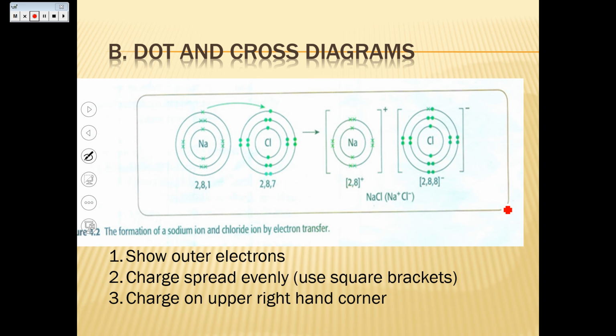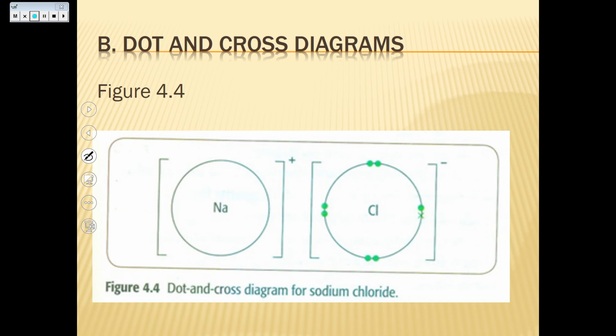Okay? The dot cross diagrams show the outer electrons. The charge is spread evenly using square brackets, and then the charge is on the upper right hand corner. So this is what the dot cross diagram for sodium chloride would look like.